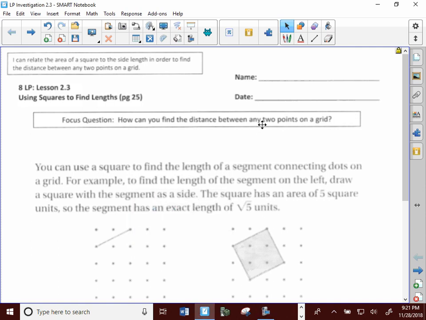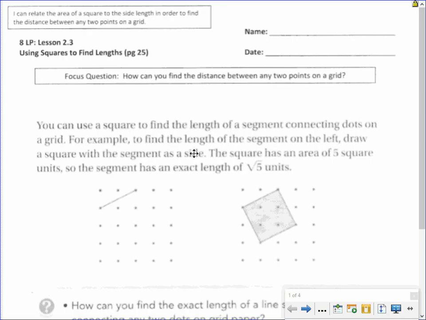All right, so today we get to do investigation 2-3, and the purpose of this lesson is to introduce you to what the Pythagorean theorem is all about. So our focus today is how can you find the distance between any 2 points on a grid.